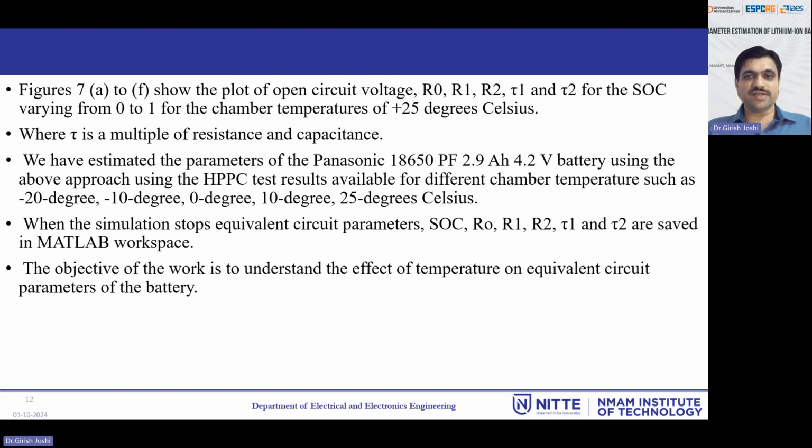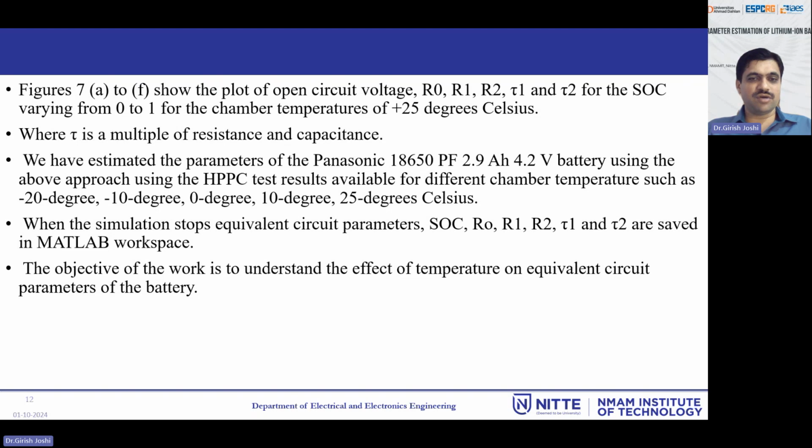The figure shown in the next slide shows the plot of open circuit voltage, R0, R1, R2, tau 1, where tau 1 is a multiple of R1 and C1 time constant, and tau 2, which is a multiple of R2 and C2, for the SOC varying from 0 to 1 for the chamber temperature of plus 25 degrees Celsius, where tau is a multiple of resistance and capacitance. We have estimated the parameters of a Panasonic battery of rating 2.9 ampere hour, 4.2 volt using the above approach, using HPPC test results available for different chamber temperatures such as minus 20, minus 10, 0, 10 and 25 degrees Celsius.